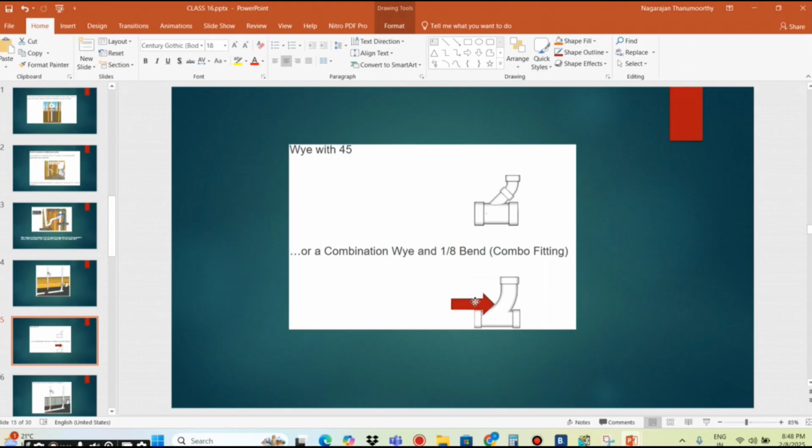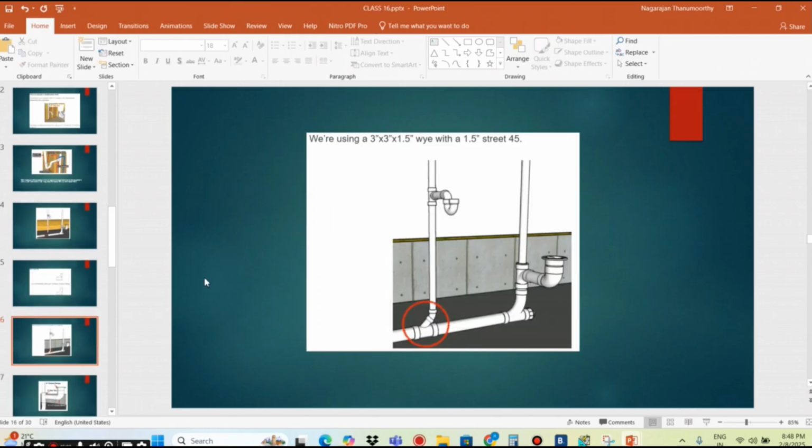Like you already have the Y pipe, and also you have the elbow. So together it's coming. That's the reason it is called a combo fitting. The code allows you to use both. Mostly in the Middle East, based on my experience in different countries, we have used the 45 degree Y with a 45 degree elbow, but you can use the combo fitting also. Both are acceptable.